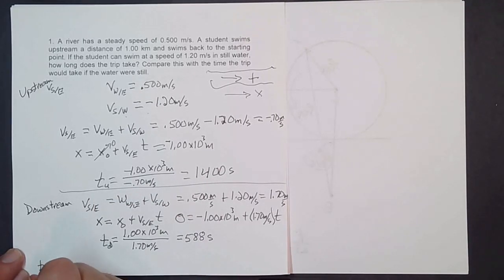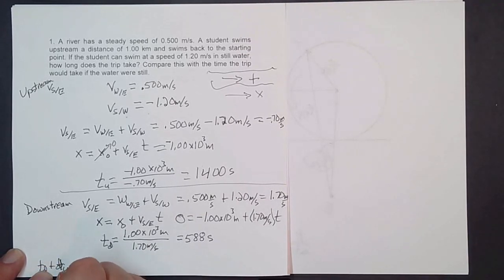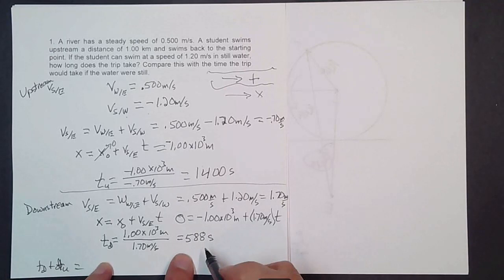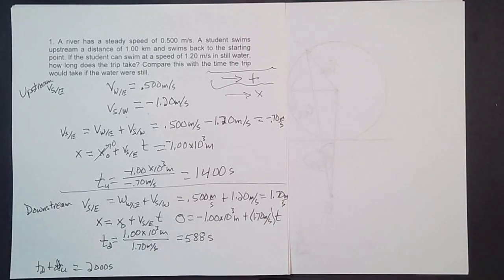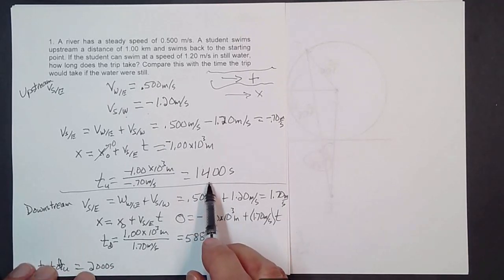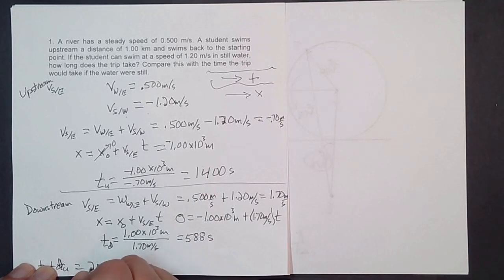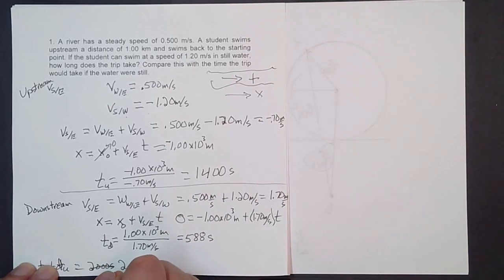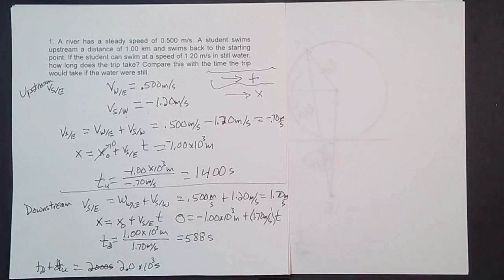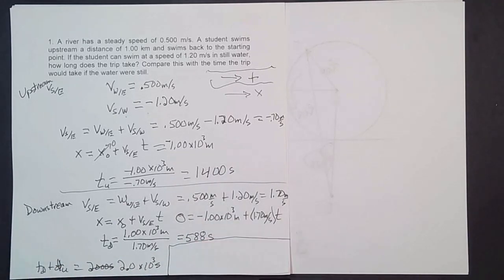T sub D plus T sub U is going to equal, we have to round, just about 2,000 seconds altogether. And let's see, how many significant figures can we keep on that? We can only keep this to the nearest hundredths place, so we could actually write this as 2.0 times 10 to the third seconds. We're down to 2 sig figs there. The question asks how long this trip would take if the water were still.